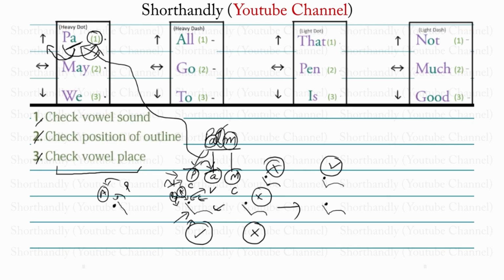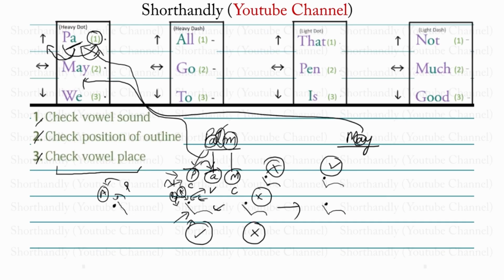Now let's take more examples. Our next word is May. Again we will follow the same steps. First of all, check the vowel sound. If we pronounce this word, it goes like May. So the first vowel sound is A, and A is similar to this May vowel.